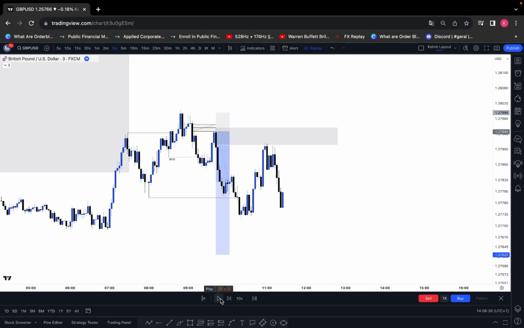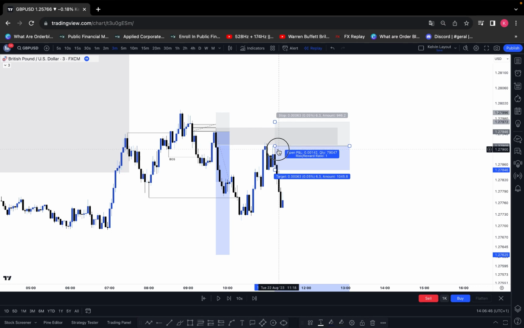So price started to pull back. That's when price came right here into the point of interest. My entry was at 27,909. So right here, that's when I got tagged into the trade.